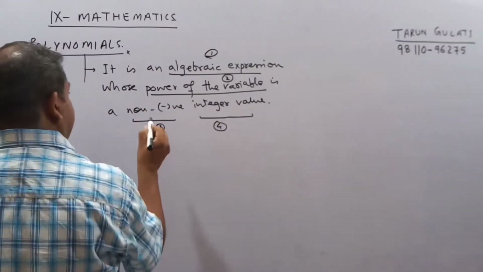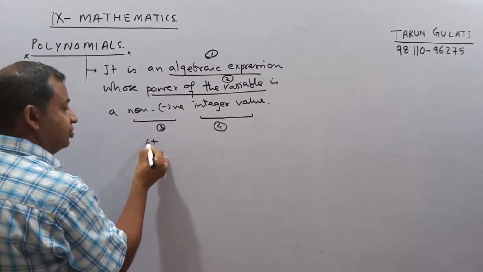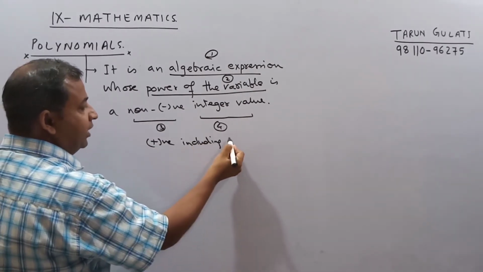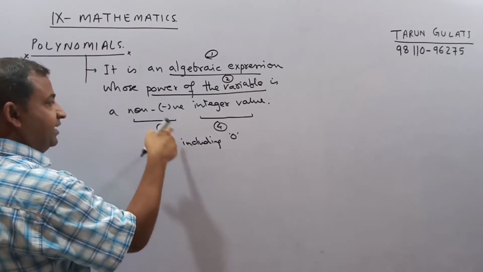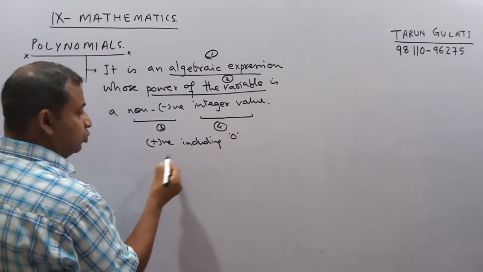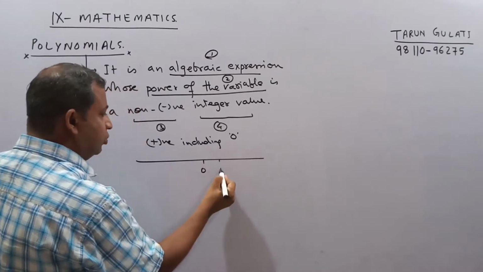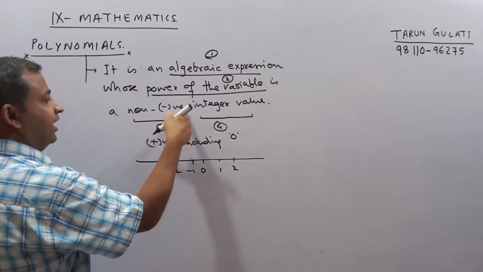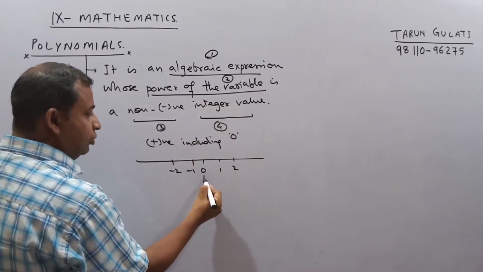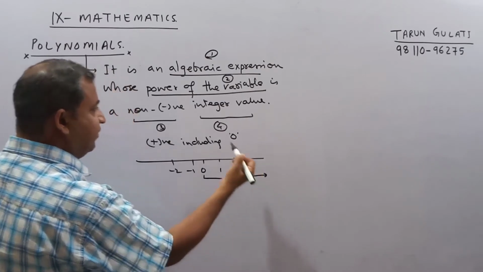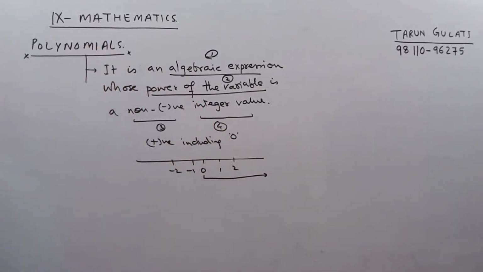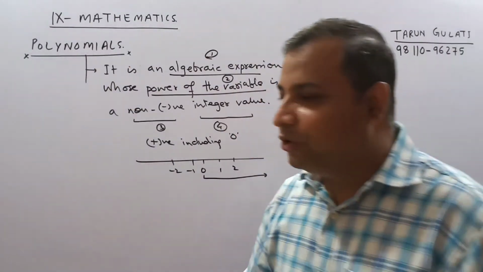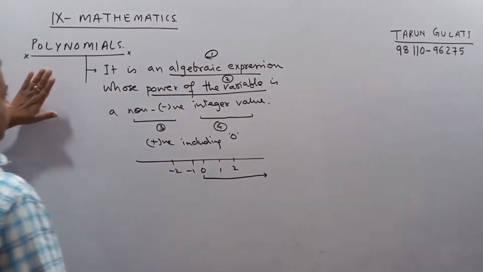Next, it is non-negative. Non-negative means positive, including zero. Keep in mind, it is positive, including zero. Say these are integers: 0, 1, 2, -1, -2. By non-negative integer value we mean it includes 0 and all positive integer values. Then the algebraic expression is known as a polynomial. So I suppose the definition is clear.